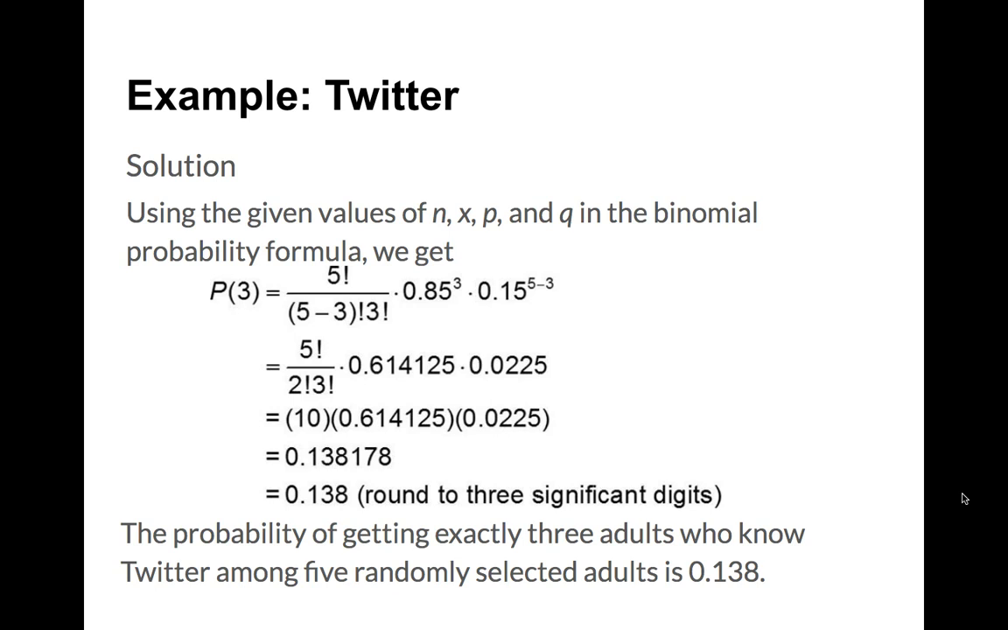So this tells me the probability that if I pull 5 people, exactly 3 of them know what Twitter is, that is simply 0.138. Now, that's not at least 3, right? So that's not saying 3, 4, or 5 people know. It's saying exactly 3 of those people know.